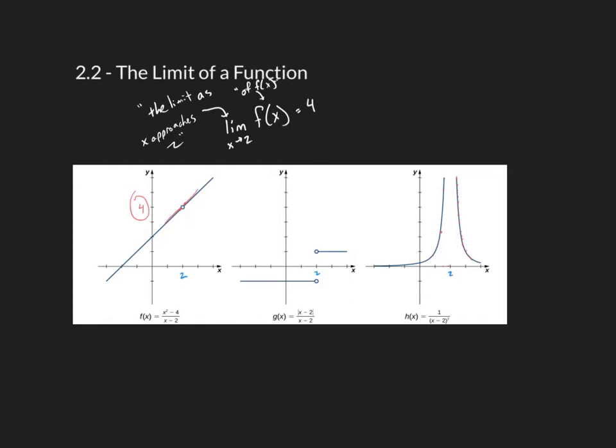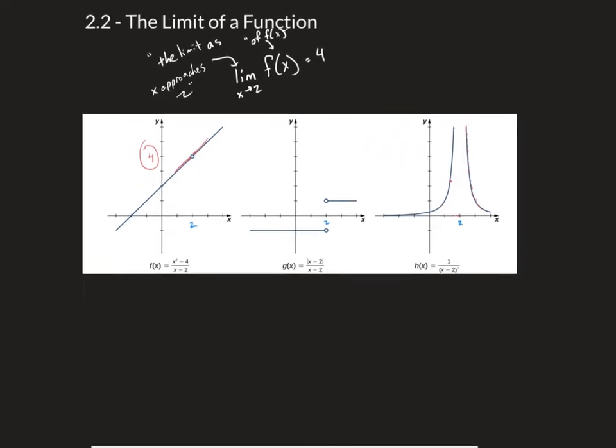That's the notation that we're going to use. The word limit is normal sized. The x approaches 2 is a little bit smaller than the normal writing. f of x is normal sized on the line, and then equals 4 is normal sized on the line.